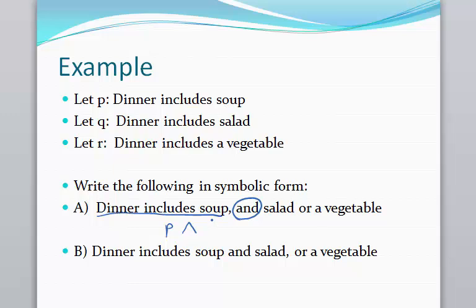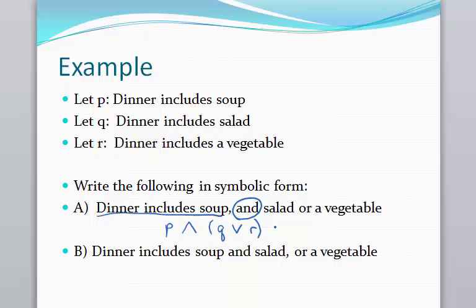So I'm going to put my choice in a set of parentheses. Salad would be Q. We use the symbol for OR, which is a V, and then a vegetable would be R. And we'll close the parenthesis. So our answer is P, the symbol for and, in parentheses, Q, the symbol for OR, and then R, closing the parenthesis. Again, the soup is the definite and the choice is in parentheses.